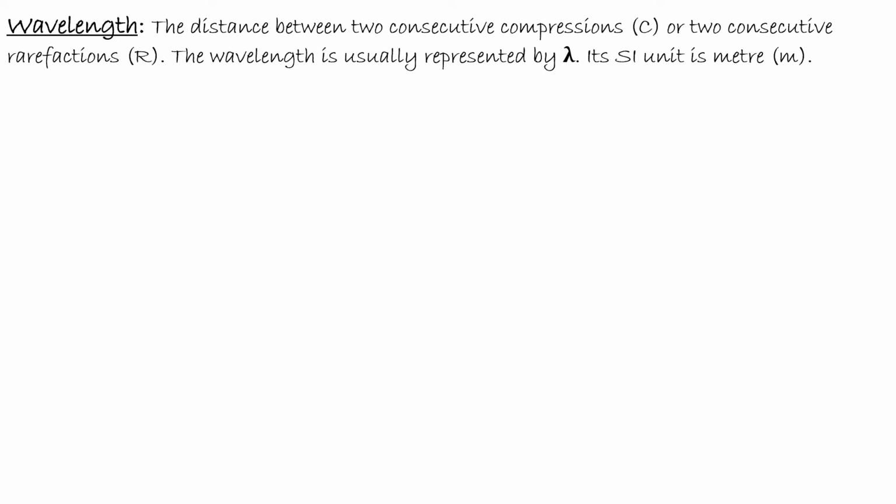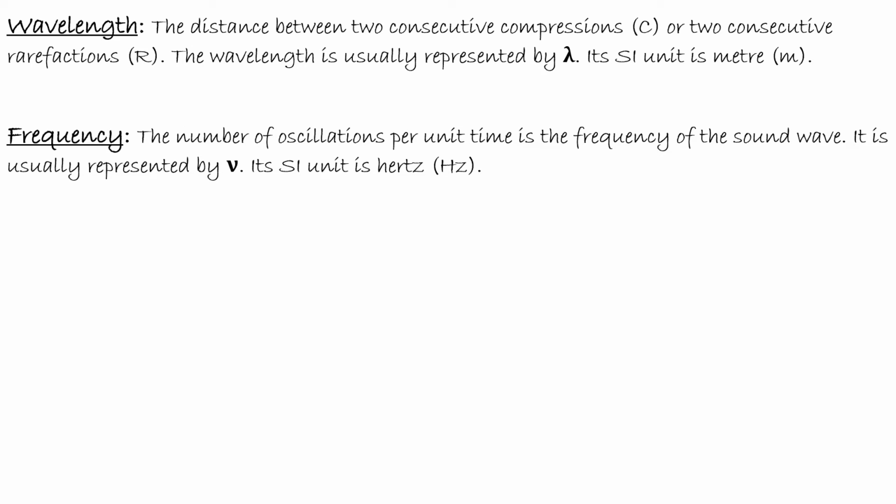First, we have wavelength. Wavelength is the distance between two consecutive compressions or two consecutive rarefactions. Then we have frequency, which is the number of oscillations per unit time. Note, however, that the oscillation basically refers to change in density or displacement of particles from maximum value to a minimum value and then back again to the maximum value.